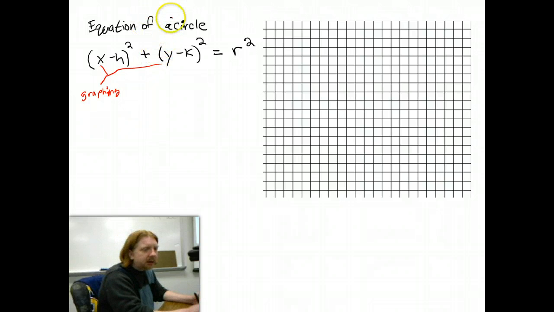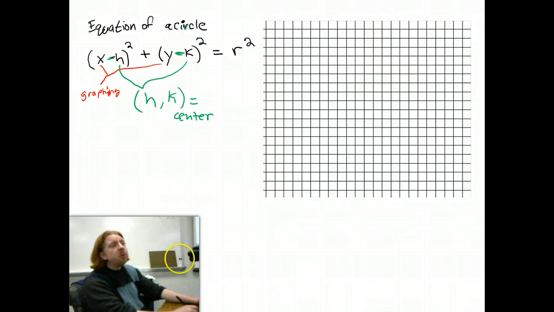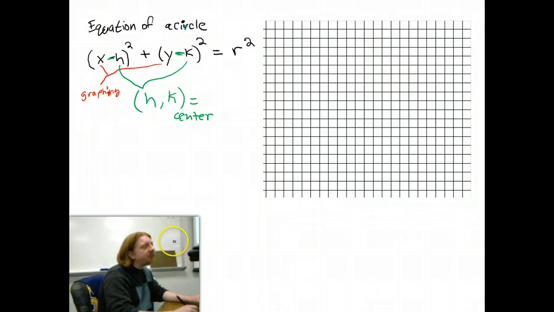Sometimes green doesn't come through real well, so I can find where it ends up on the screen. There it is. H and K. Now notice it's minus H and minus K. The positive versions of those represent the center of the circle. Now if there's no number there, that means the center is at 0.